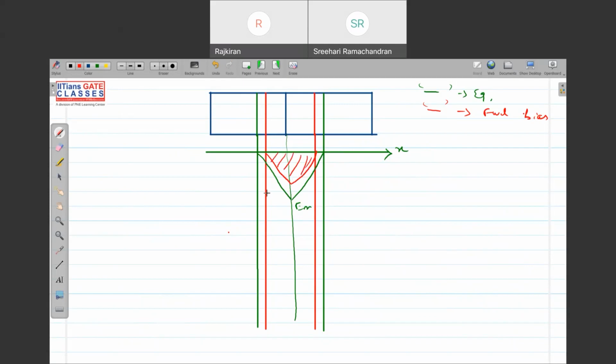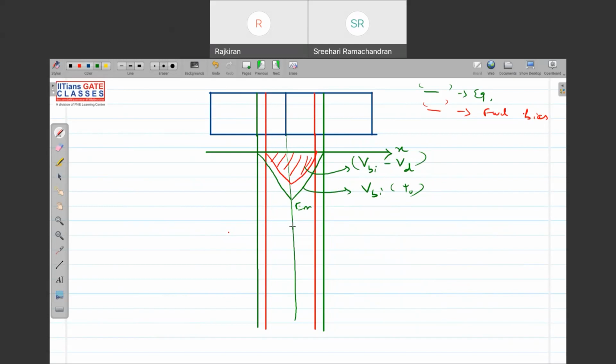Earlier the area under the electric field was giving me the potential, the built-in potential, which I was representing as psi 0. Now the area under this electric field will be given by VBI minus V applied, or V bias, or I can say VD. The area under this electric field will be given by VD. Clear?